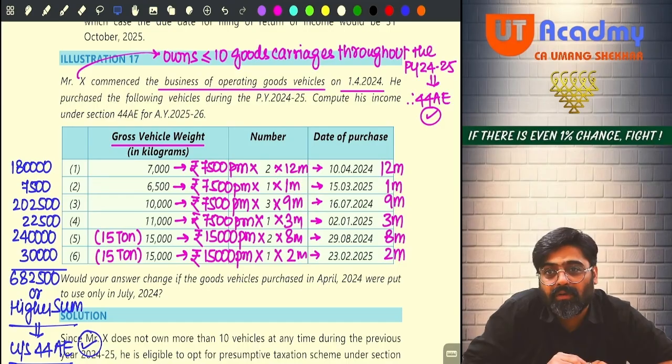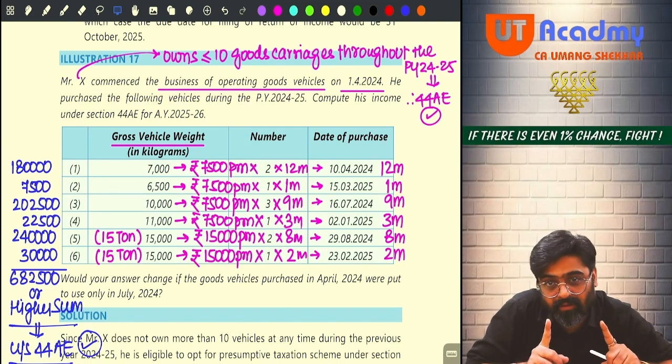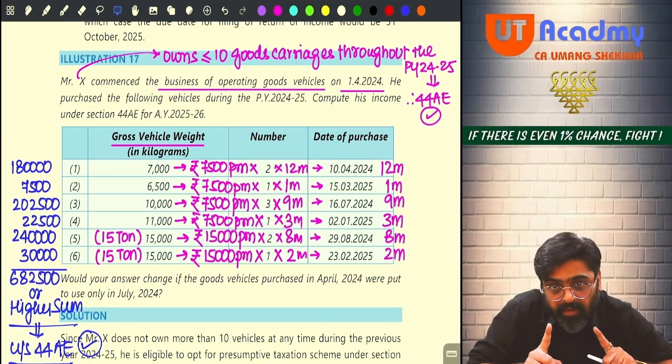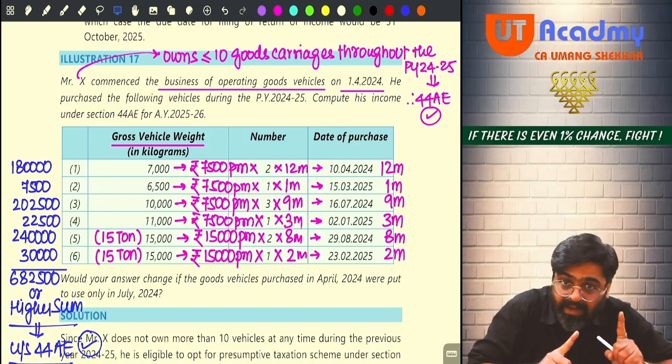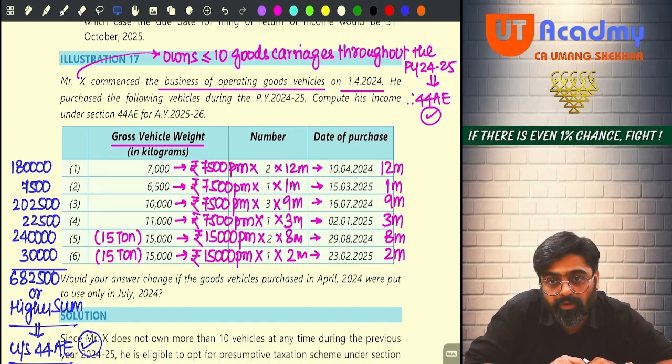Second vehicle, 1 vehicle, no? 15th March 2025 you bought. Meaning only 1 month ownership, only 16 days ownership to be precise. But that 16 days will not be counted. That part of the month will be counted as a full month, 1 month. So for that vehicle, 7,500 for that 1 vehicle and only for 1 month. So for that vehicle, 7,500 you will show. Yes or no? Next one.